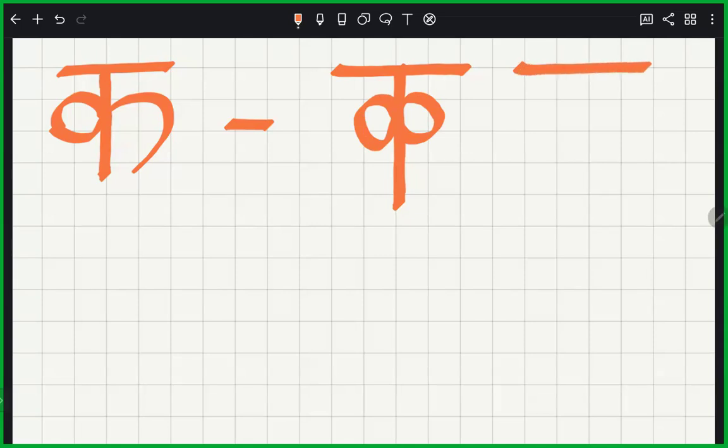You can see it again how I'm doing it. The vertical line in the middle is a little longer. Then in the center, I'm drawing these two loops here. That is Ka. So very similar. The only difference is both the loops in this Sharda Ka are closed, whereas in Devanagari one loop is open like this, but here we close both the loops. That's the only difference.